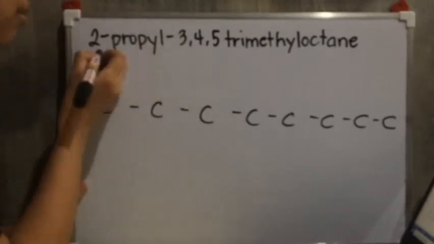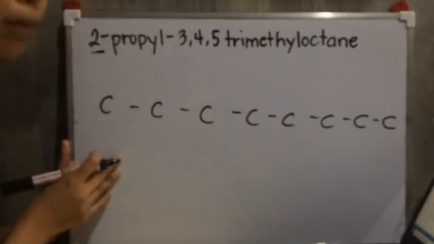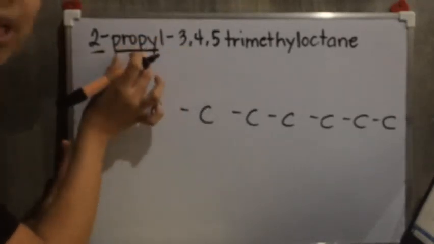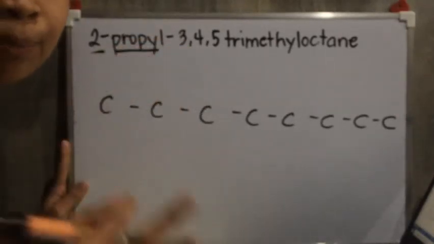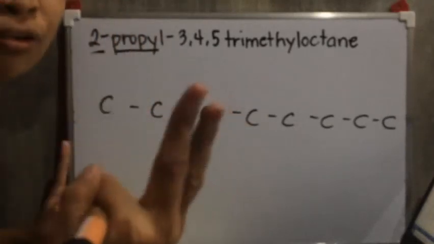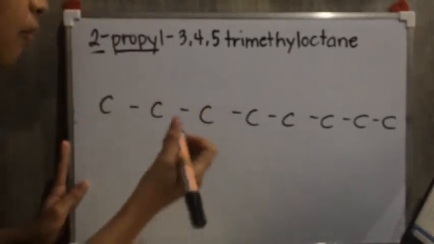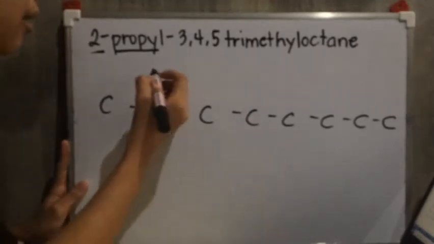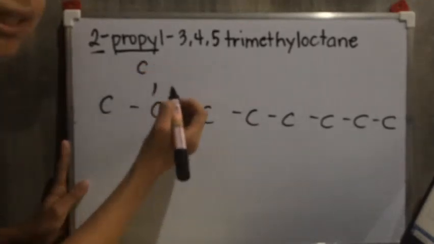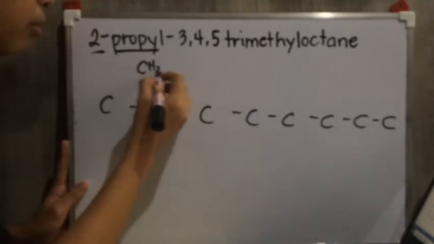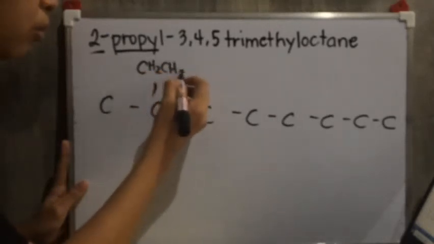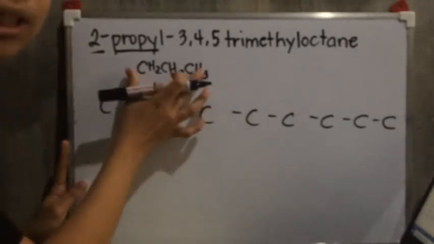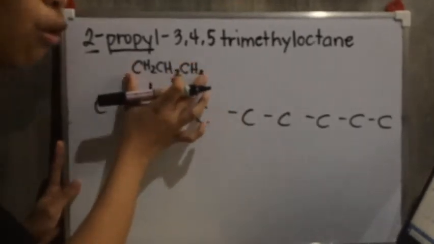2-propyl. So, number 2. Sa pangalawang carbon natin, ilalagay yung propyl. Ano yung propyl? Di ba, propane, merong 3 carbon yon. Dito, sa taas nito, pwede tayong maglagay ng propane, which is CH2, CH2, CH3. So, this is propane or propyl.